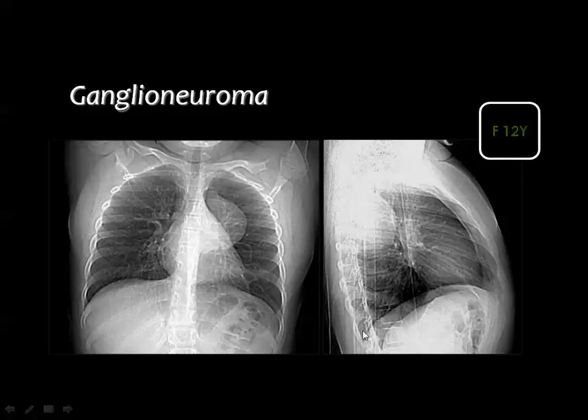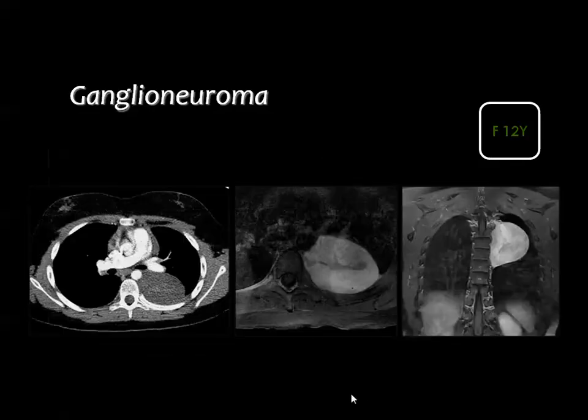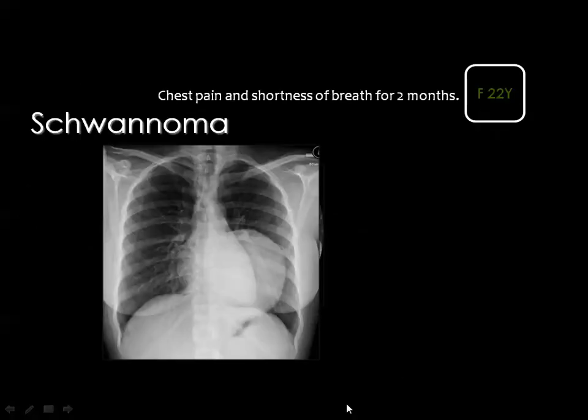Remember, this female patient, 12 years old, has a mass in the posterior mediastinum, as you see in the lateral view, and this is the appearance of the mass in the CT scan, and the MRI, axial and coronal images. By age we may think of ganglioneuroma, and this was proved to be a ganglioneuroma. This female patient, 22 years old, you expect that you are dealing with a schwannoma or neurofibroma.